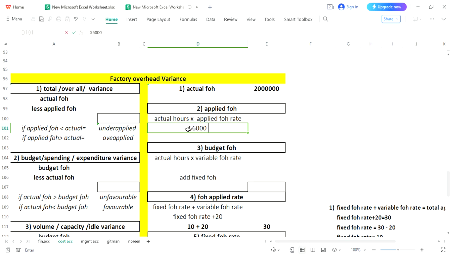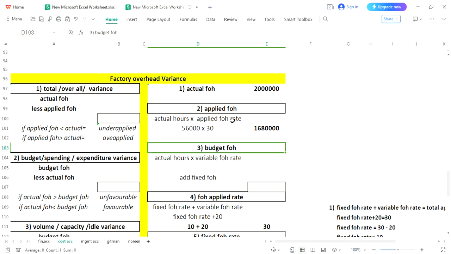You need to multiply it with applied FH rate, and here you have calculated applied FH rate, which was 30. So you can put openly 30 over here. Statement completed. Now you can calculate it: 56,000 multiplied by 30. Okay. Second supporting calculation that was about applied FH has been completed.